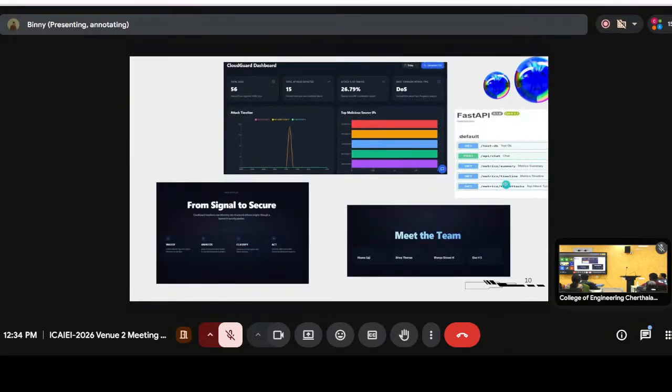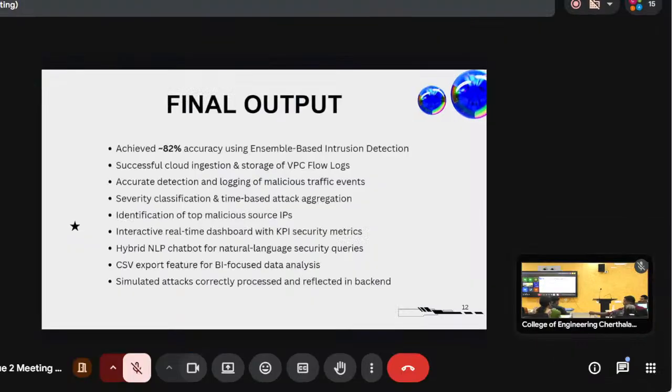And we have also used a FastAPI backend, and we have accurately detected the malicious traffic events. We have also implemented severity classification, so that the administrator can prioritize the attacks, identify them, and work on defending against them. We also have top malicious source IPs and an interactive real-time dashboard. And we also have a hybrid NLP chatbot, and we have correctly processed the simulated attacks.